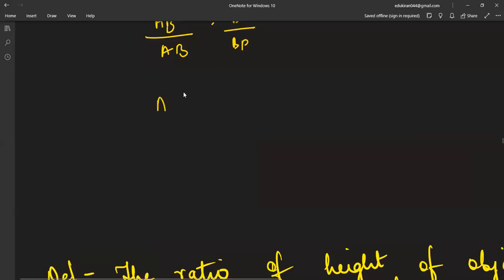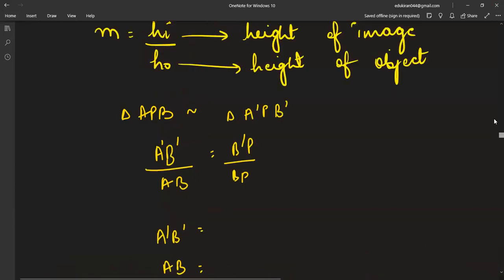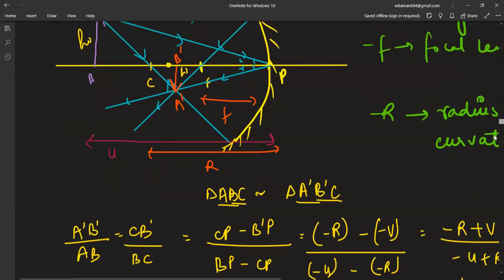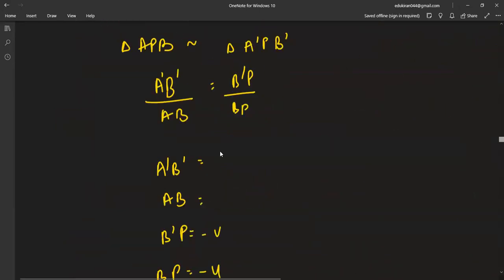See, A dash B dash we never used, AB we never used, right? We used B dash P, that was minus V, and we used BP, that was minus U. But A dash B dash and AB we didn't use. What was A dash B dash, and what was AB? AB was the height of the object. Look, this is the height of the image, and this is the height of the object.